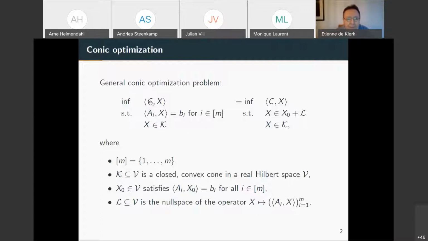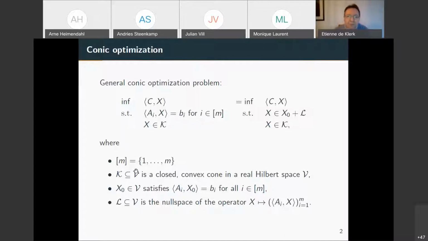Yes, so we have an objective function defined by the inner product and a data matrix C. We have some linear constraints defined by elements A_i and right-hand side values b_i, scalar values. And then we have the cone membership. Of course, this is abstract, but we're going to be interested in the case where this is either the cone of positive semi-definite matrices or the doubly non-negative cone.